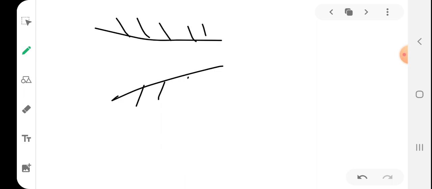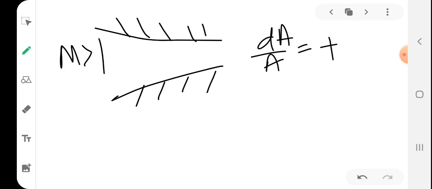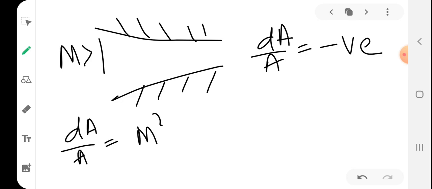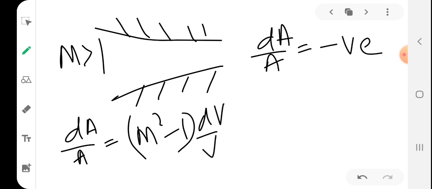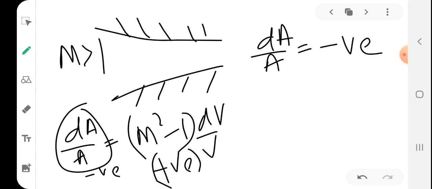Now I will consider the same converging type conduit, and Mach here is greater than 1, and dA by A is negative itself. So dA by A equal to Mach square minus 1 into dV by V, right? So if dA by A is negative, Mach square minus 1 will be positive because M is greater than 1. So dV by V should be negative, then only this will be negative. So here the velocity decreases.